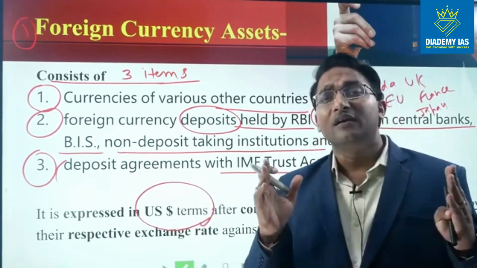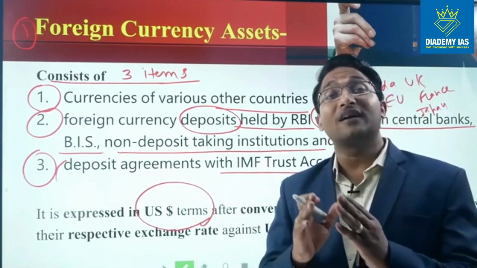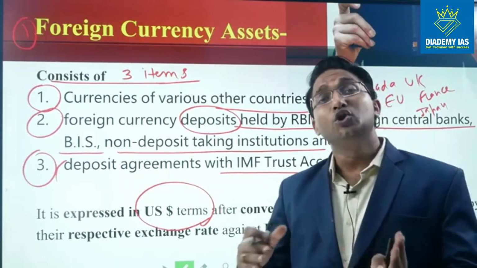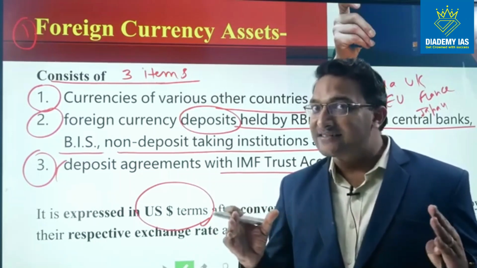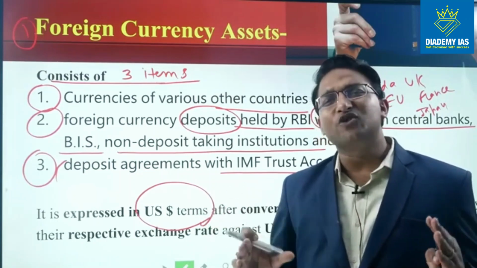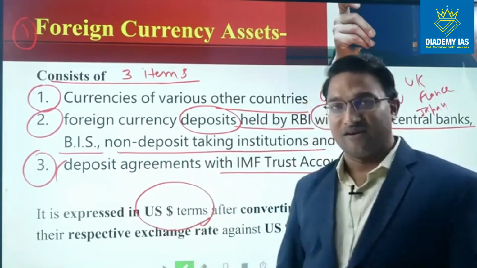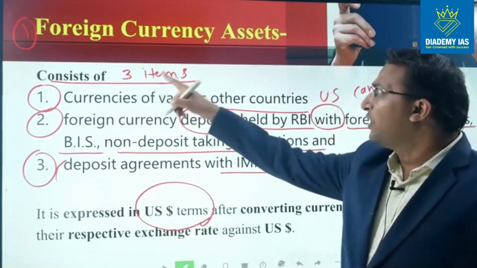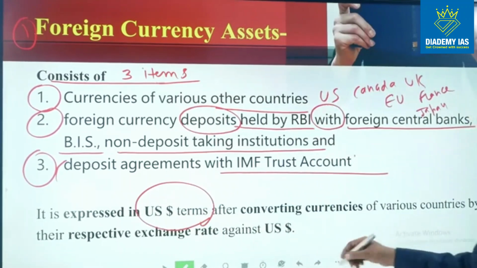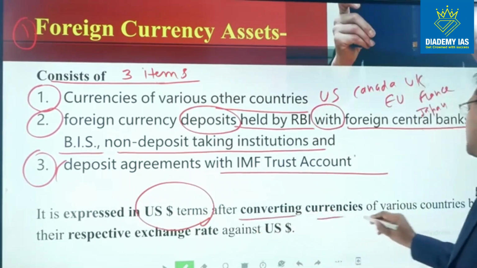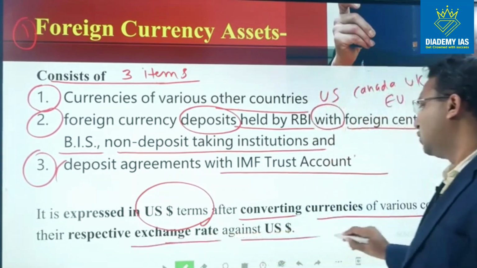See, US dollar is a very popular currency, and almost all the currencies can be converted into US dollar easily. So we take the US dollar as a common currency and we express all the foreign currencies in US dollar terms, right? So the foreign currency assets are expressed in US dollar terms after converting the currencies of various countries by their respective exchange rate against the US dollar.